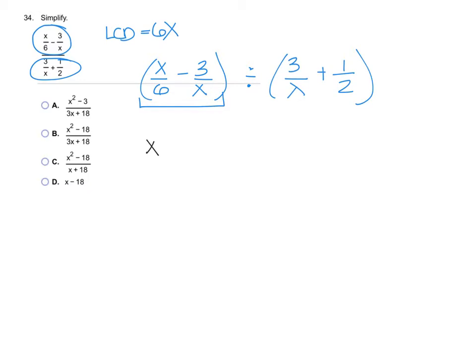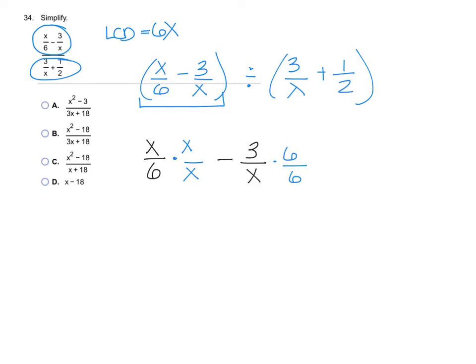Well, if I have x over 6, I need to multiply the bottom by an x in order to get the 6x in the denominator. So whatever I do to the bottom, I have to do to the top. So that means I'm going to multiply the x over 6 by x over x. Now with the 3 over x, I'm going to multiply the top and bottom by 6 over 6 because that will give me the 6x in the denominator.